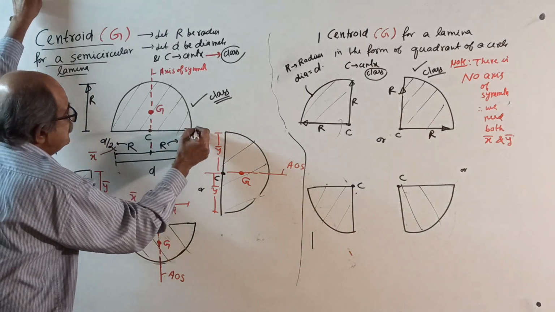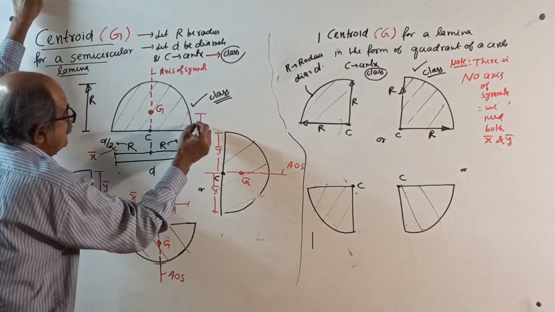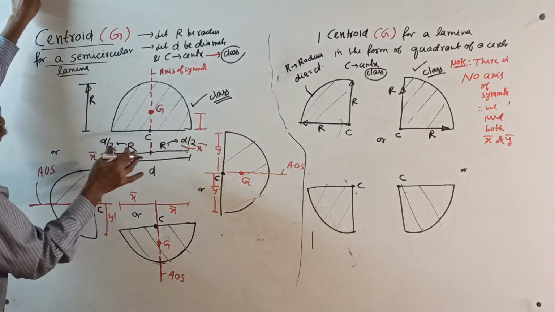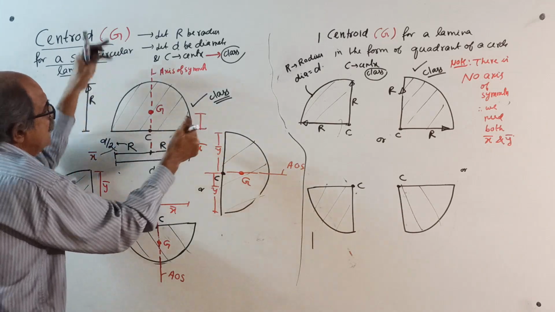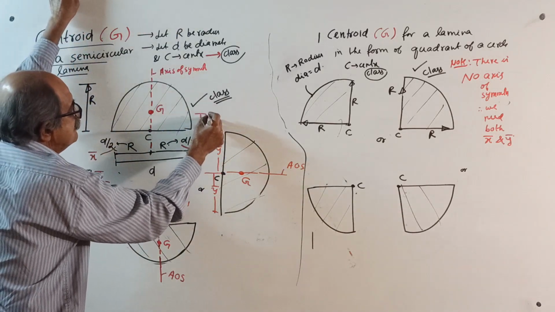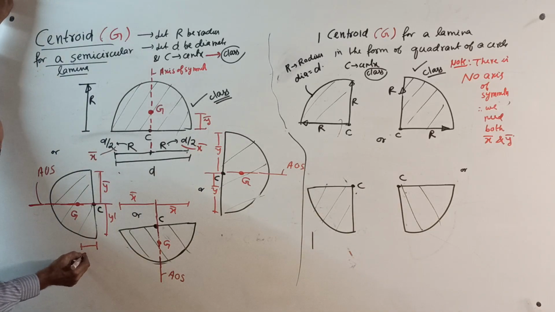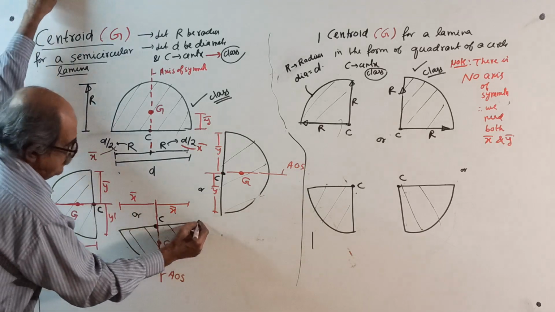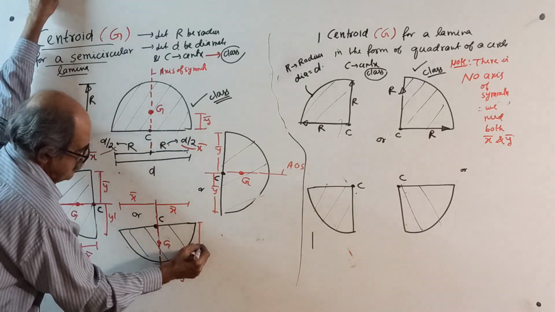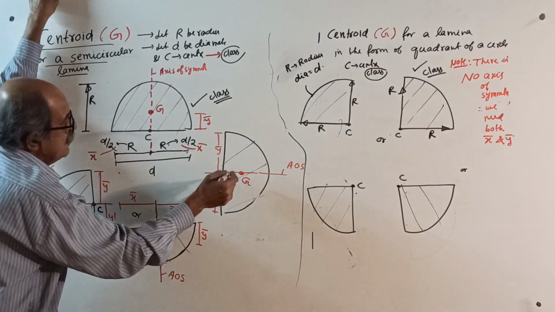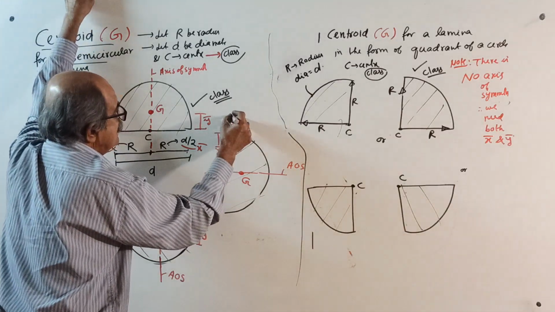Now, this distance you have to calculate. This x bar is not required. It is exactly the midpoint. This is your y bar. Here, this is your x bar. Here, this is your y bar. Here, this is your x bar.